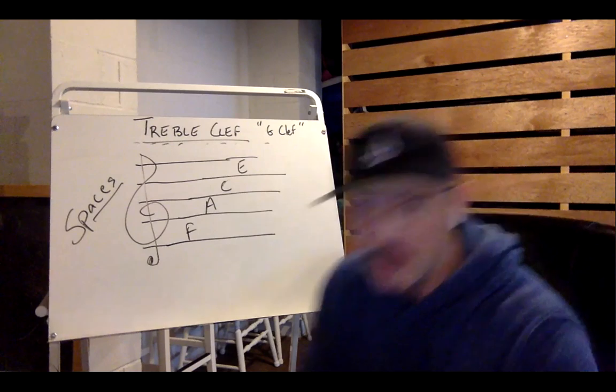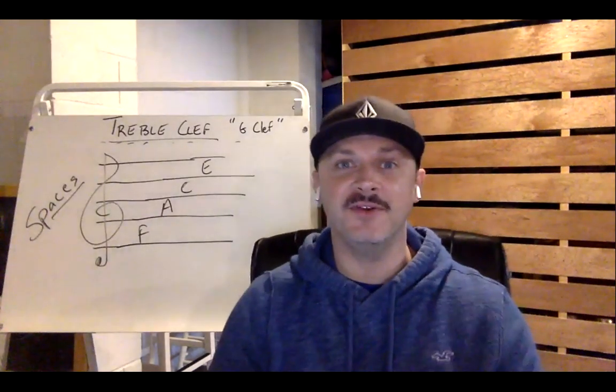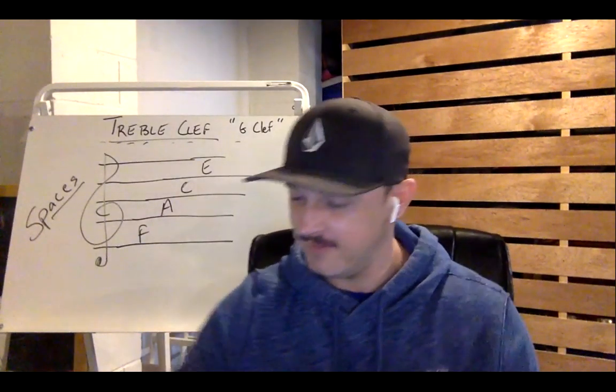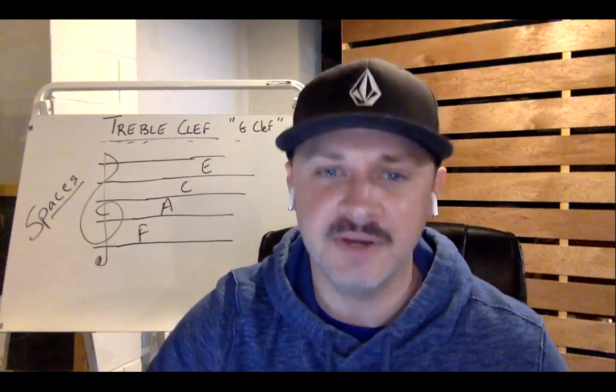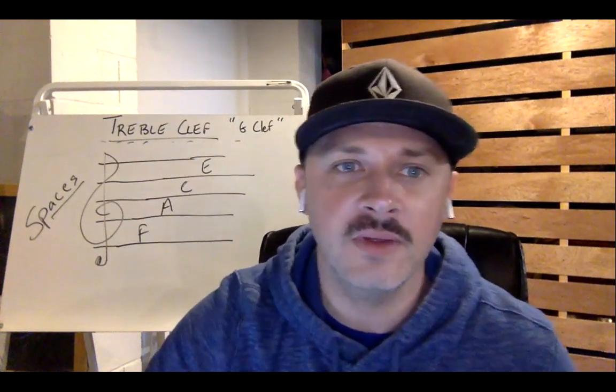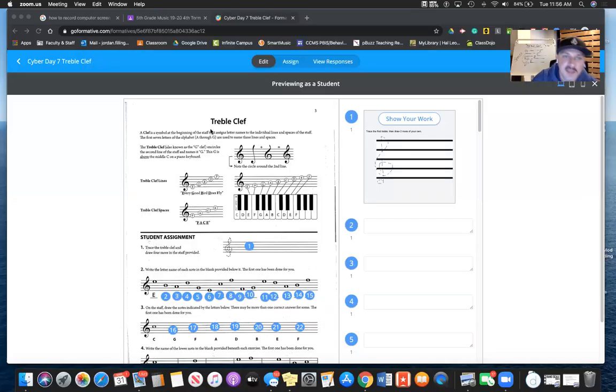So let's go and look at what you have to do for your assignment. Okay, so let me change my screen over here. Here we go, right there. Okay, so again, everything I just went over is right here. Okay, so let's look at number one. Number one says trace the treble clef and draw four more in the staff provided.